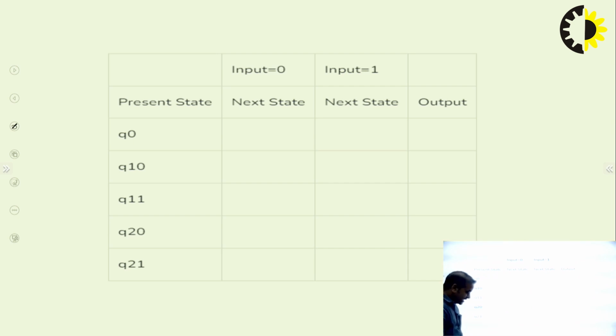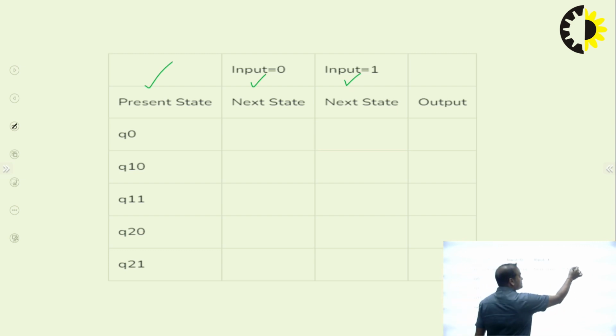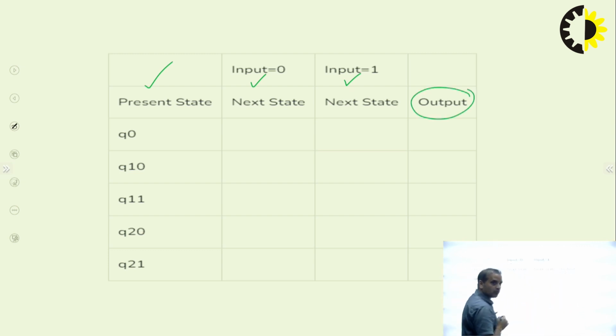The question is the conversion of a Mealy machine into a Moore machine. So we have to keep in mind that the final table is in the form of a Moore machine. In a Moore machine, the first column is the present state, the second column is for input 0, and the third column is for input 1. And there is only one column for the output.